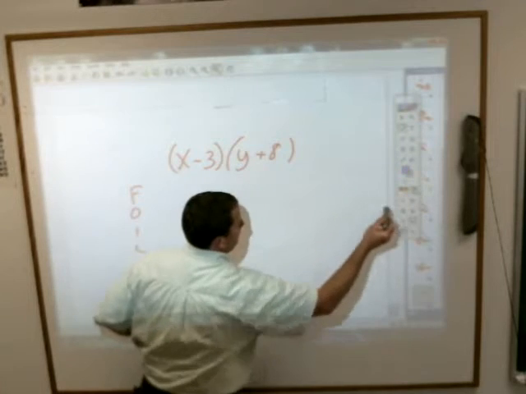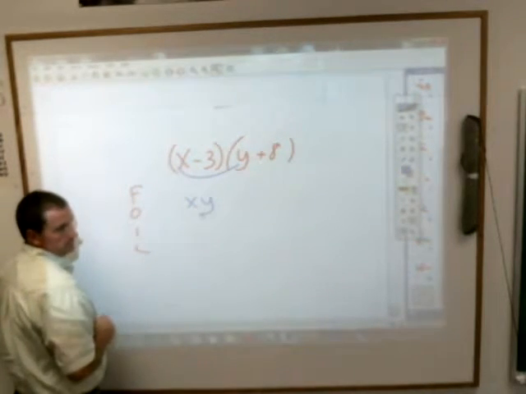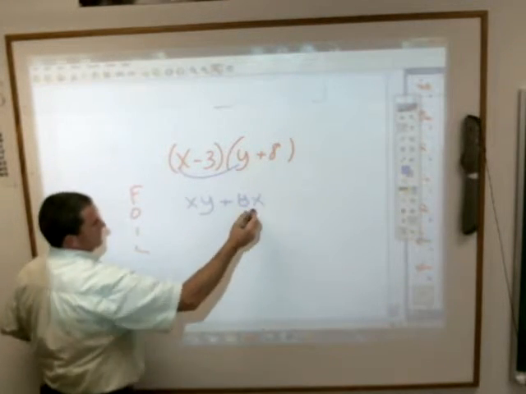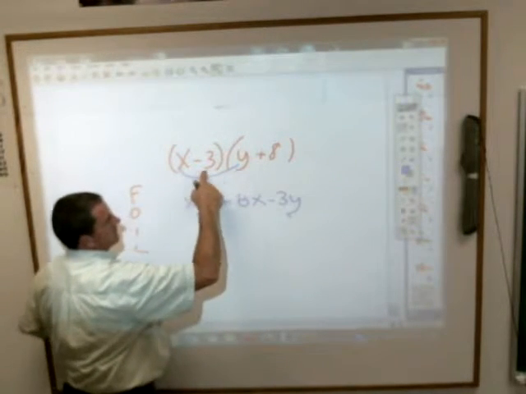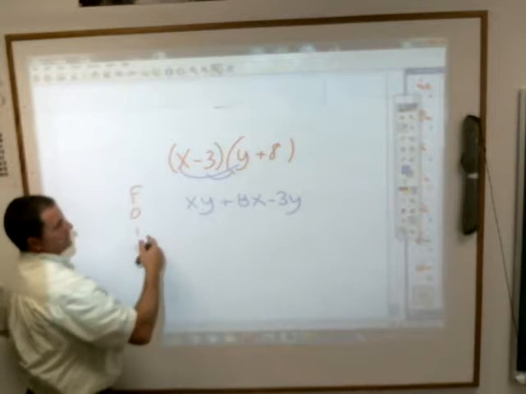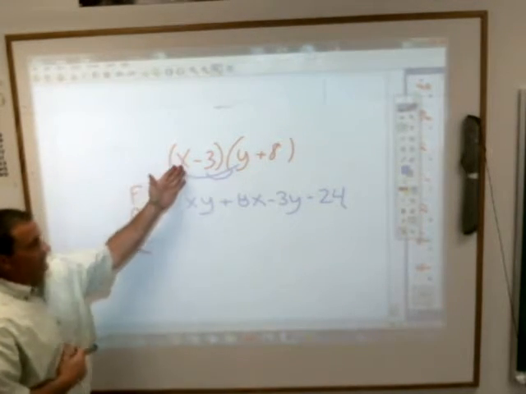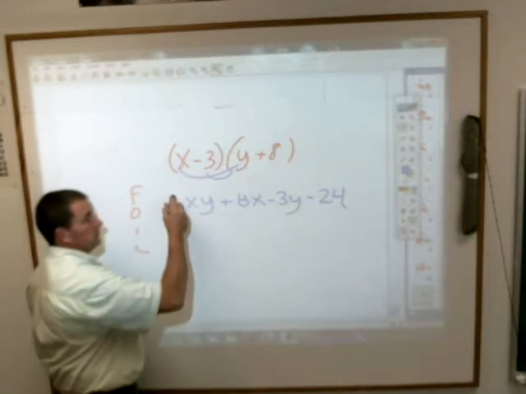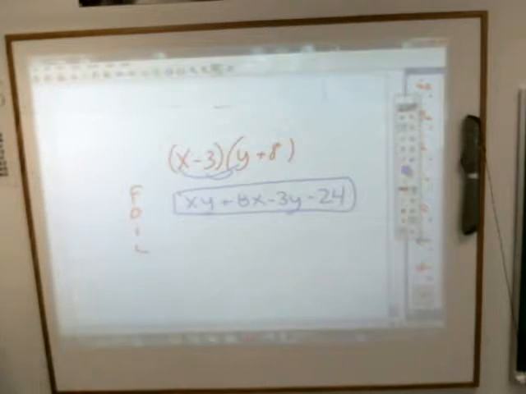F-O-I-L. The two first terms this time are going to give you xy. The two outside terms are going to give you 8x. The two inside terms are going to give you a minus 3y, this times this. And then the last terms are going to give you a minus 24. And in that case, when you have different variables starting it off, you can't combine the middles. This is all you can do, because nothing else combines. You end up with a 4-term thingamabob.